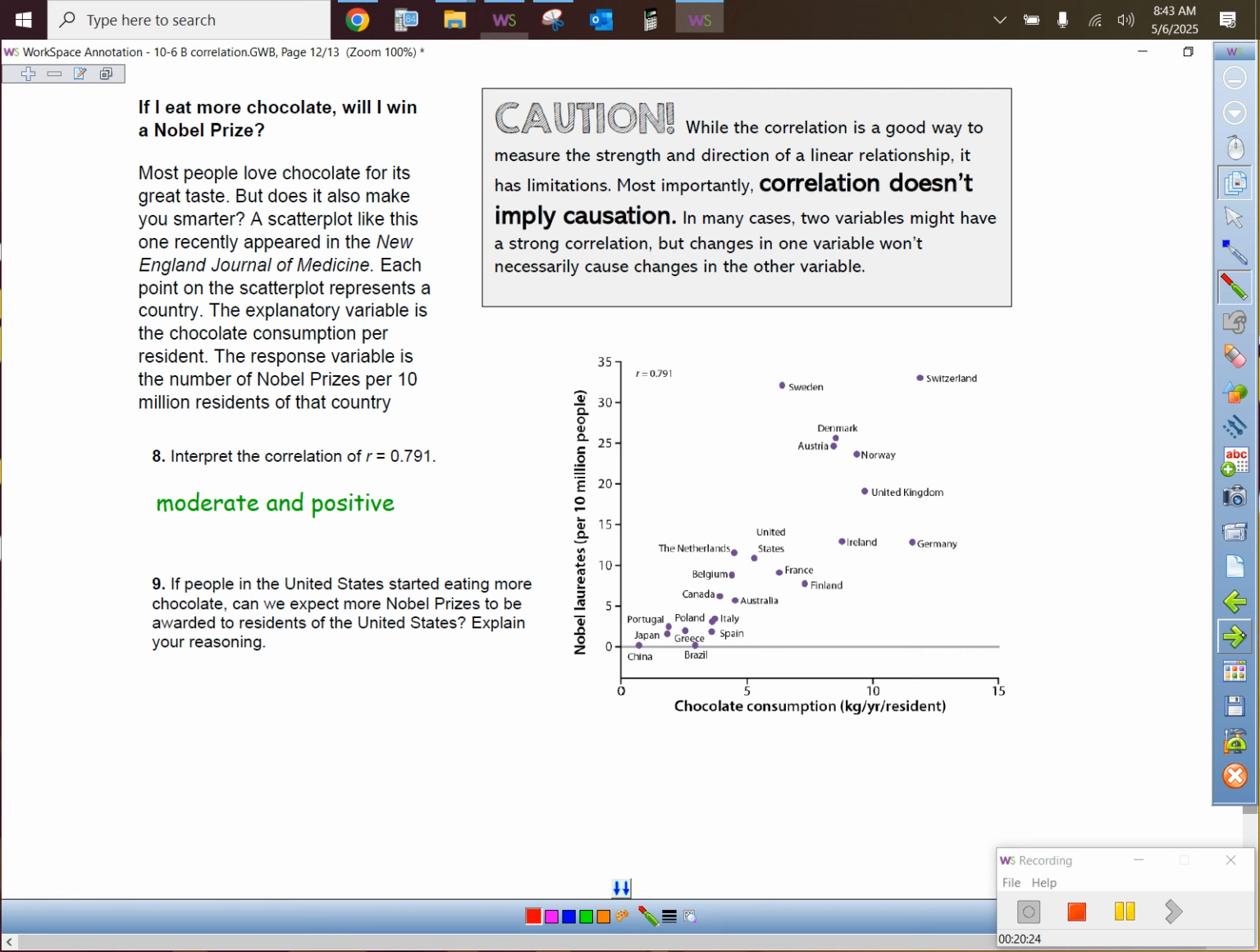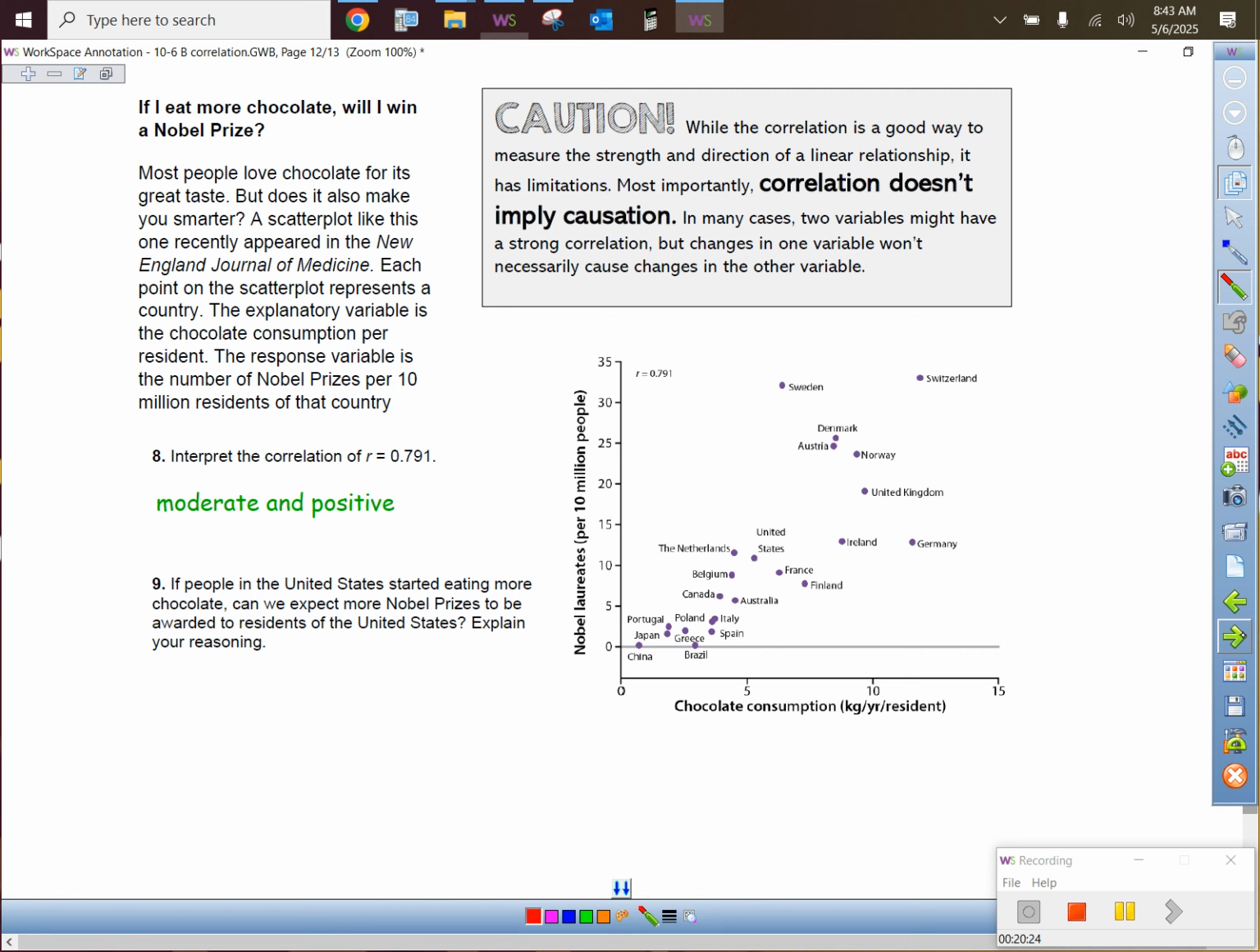And some people even put in there, strongly moderate. It's because that's a whole lot stronger than, say, a 0.555, which is one of the weakest moderates you could be. You know what I'm saying? So it's kind of moderate and positive.